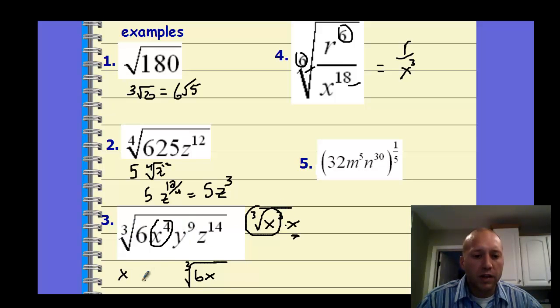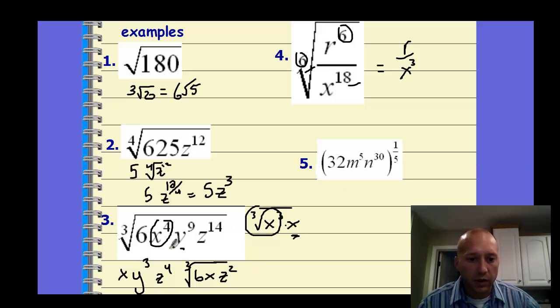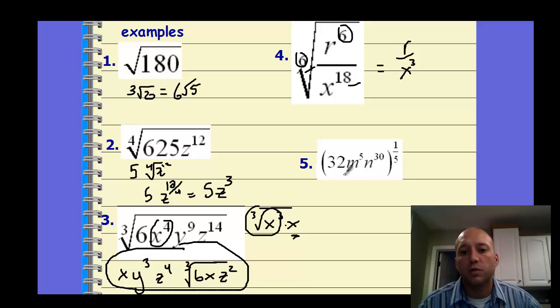So the cube root of y to the 9th is going to be y cubed, 9 divided by 3 is 3, and the cube root of z to the 14th, we can't do 14 divided by 3 to get a whole number, but I can do 12 divided by 3 is z to the 4th, and we had z squared left over. So that one right there is a little more complicated. So here would be the final answer. A little tough when you have all those exponents and roots.